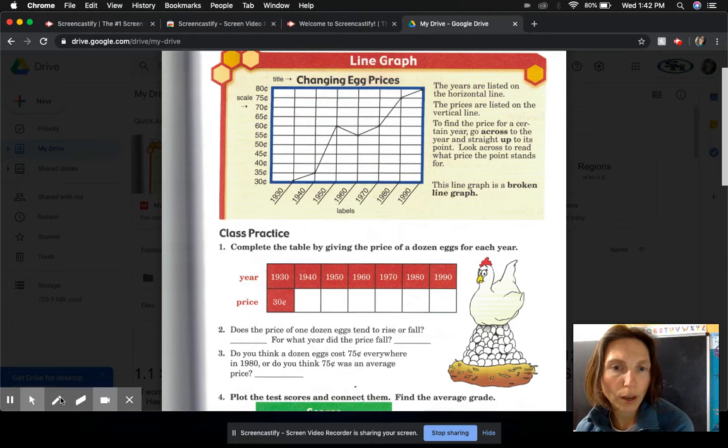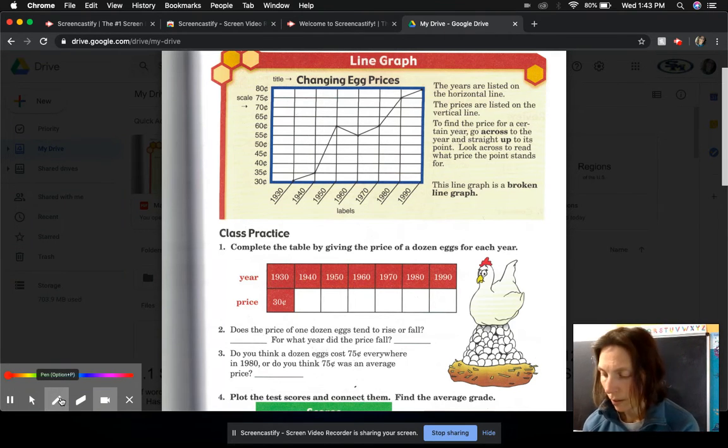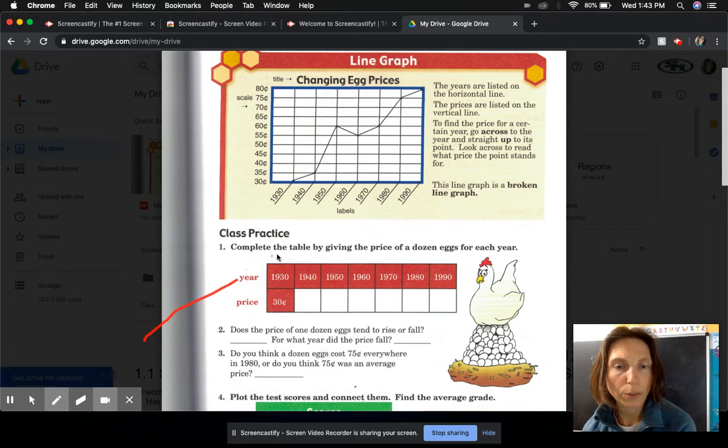So the years going across are given to you, and they want to know what the prices are. The first one is given to you. In 1930, the price of a dozen eggs was 30 cents. So now they're asking, what is the price of a dozen eggs in 1940? If we look at 1940, and we go up, we see on one line up on the grid, it's 35 cents. So we're going to write that the price of a dozen eggs was 35 cents in 1940.